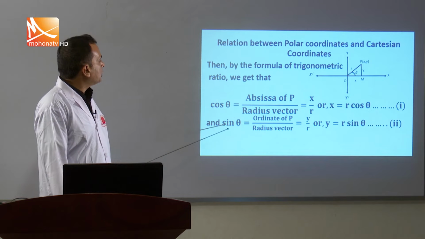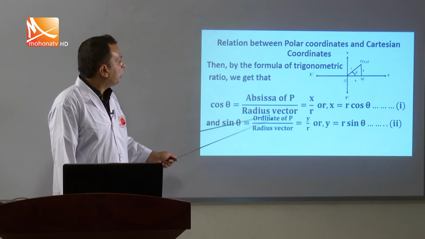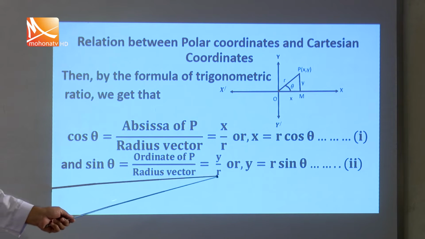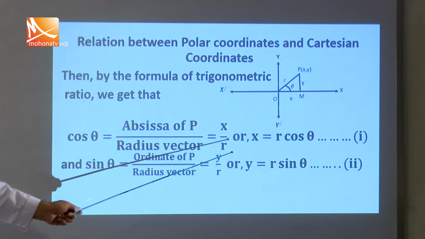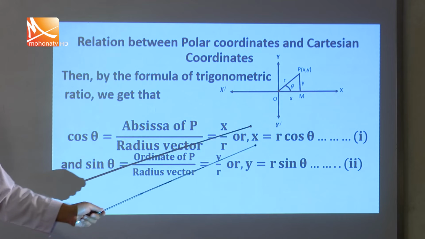Similarly, the trigonometric ratio of sine, that is sin θ equals perpendicular by hypotenuse, that is ordinate of P by radius vector. Ordinate of P is y and radius vector is r. So by cross multiplication as before, y is equal to r sin θ. This is relation number 2.